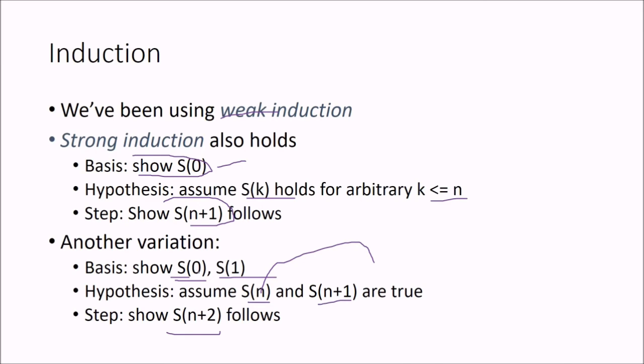But now here there is another variation of induction. We show S0 and S1 hold. We also assume Sn and Sn plus 1 are true, which means they hold. And we show Sn plus 2 follows. And this is nothing but a variation and is equivalent to strong induction.